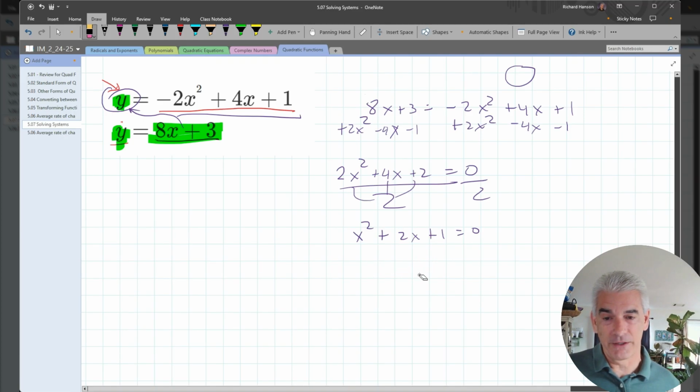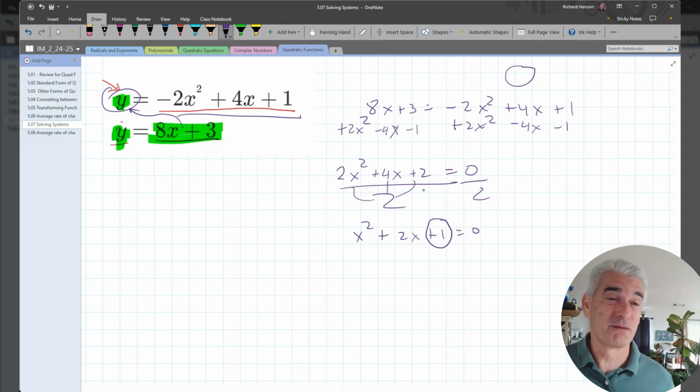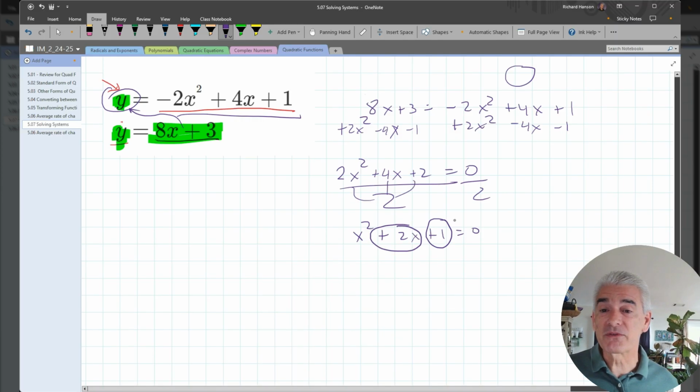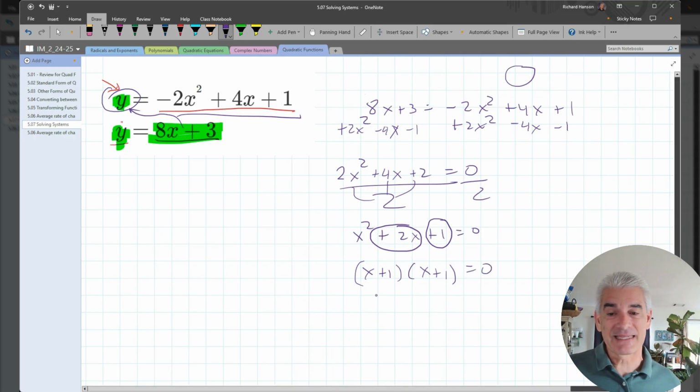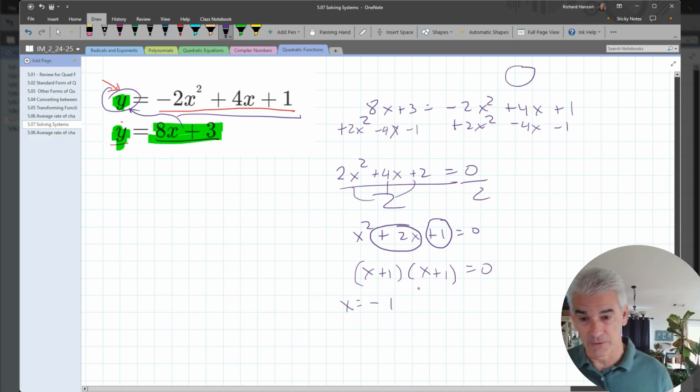How did I get that? Well, I need two numbers that multiply together to give me positive 1. So they're either both positive or both negative. There's not a whole lot of ways to multiply together to get 1 if you're talking about integers. And then they have to add up to 2. So positive 1 and positive 1 combine to give me 2. So I know it's x plus 1 squared equals 0. And so x equals negative 1 is a solution twice. We call that a double root or a double zero.